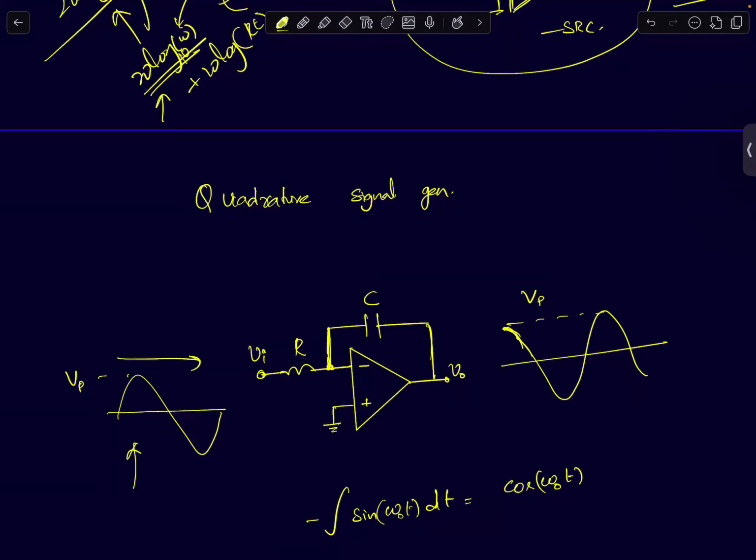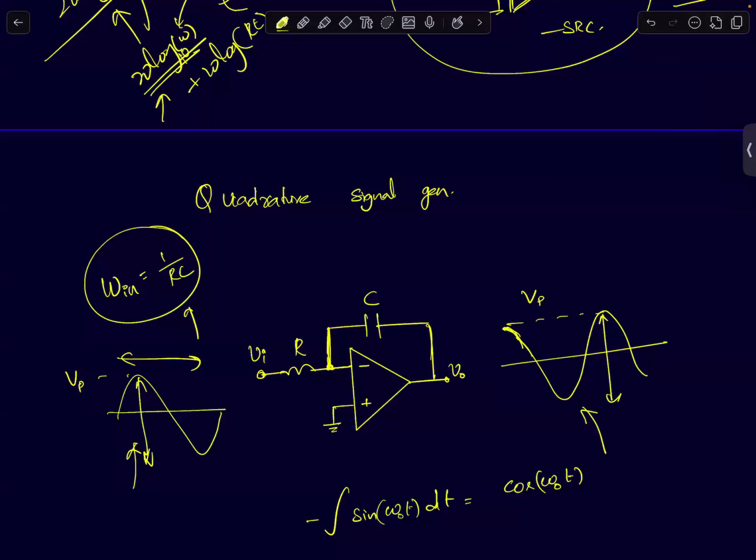The way in which we are going to work this one is that we are choosing the input frequency of the sinusoid to be equal to 1 by RC. If I choose the input frequency to be equal to 1 by RC, what will be the amplitude of the sinusoid at the output? If this V peak to peak is V peak, what will be the peak to peak at the output? Same peak, right? Because why is this peak same? The frequency is 1 by RC. And what is the value of the magnitude response at 1 by RC? 1. The gain of this integrator is just 1. Therefore, the amplitude will exactly be the same.